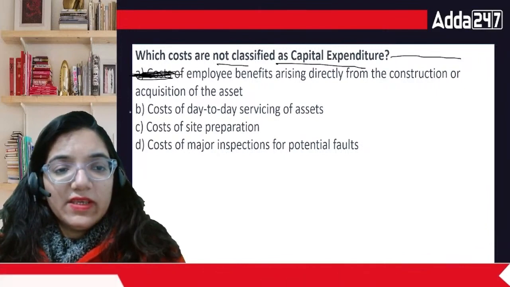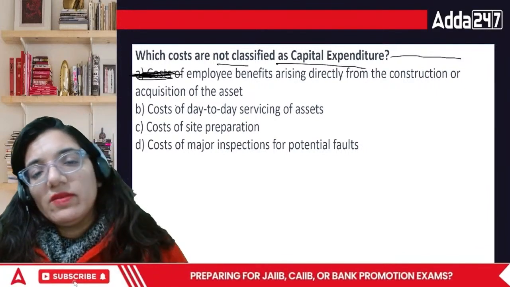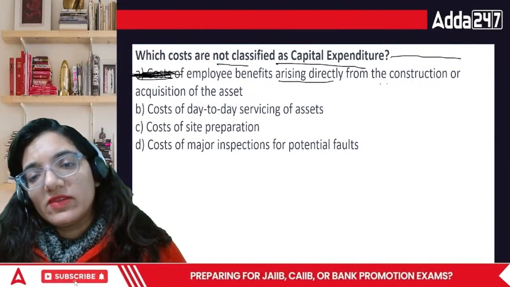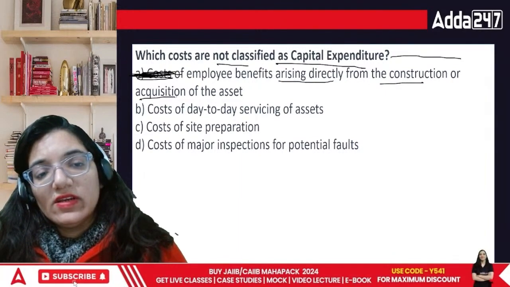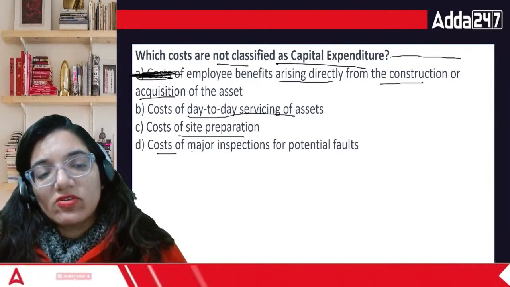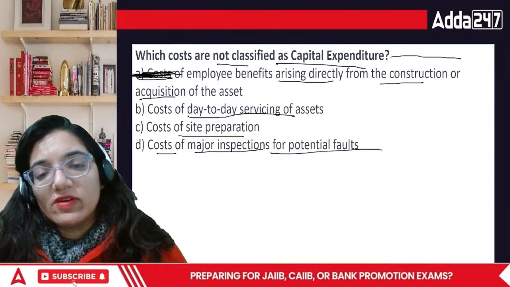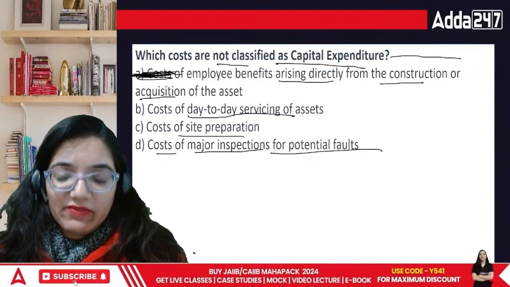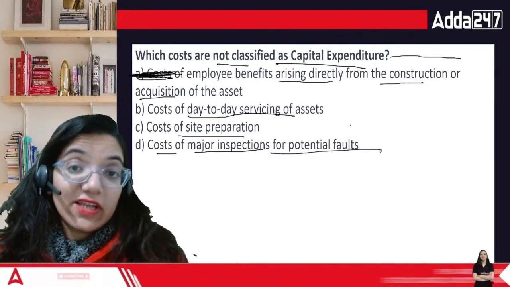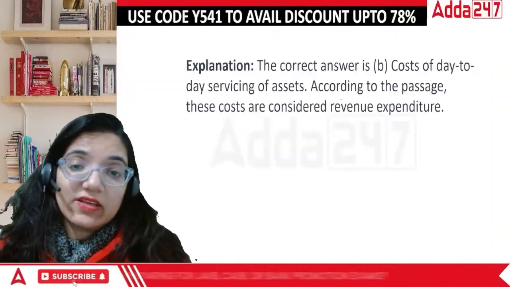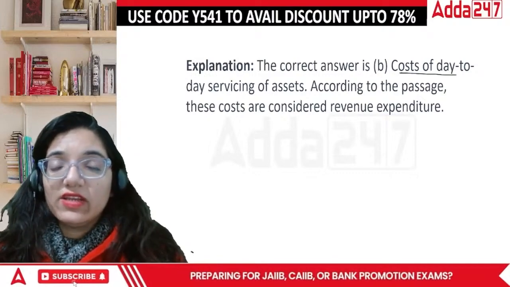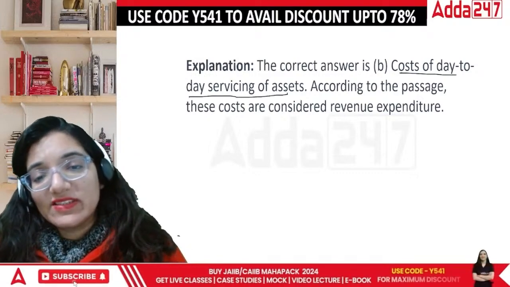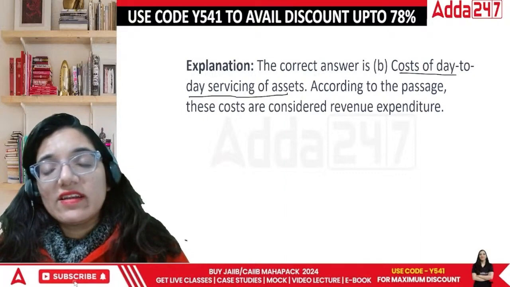So the answer would be: cost of employee benefit arising directly from the construction or acquisition, cost of day-to-day servicing, cost of site preparation, or cost of major inspection for potential defaults. Which is not defined as capital expenditure? This is not a daily expenditure, this is a non-recurring expenditure. So the answer is cost of day-to-day servicing, which is basically a revenue expenditure.